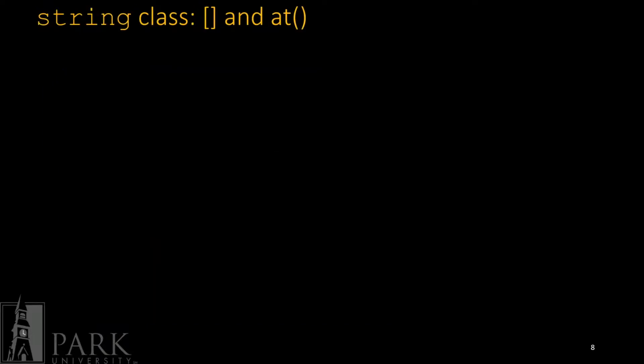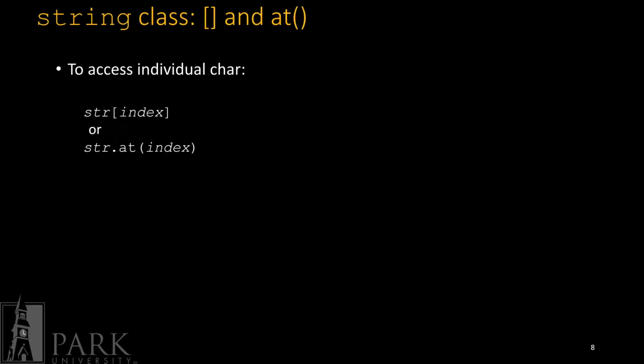So now that you understand that, let's return back to our string class and take a look at some of its common functions. To access individual chars, you can use the array style brackets, the index operator, or the at member function. Both techniques can be used to retrieve a character or to modify a character in a string.